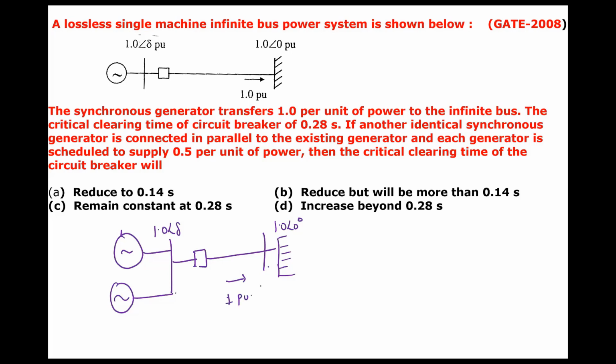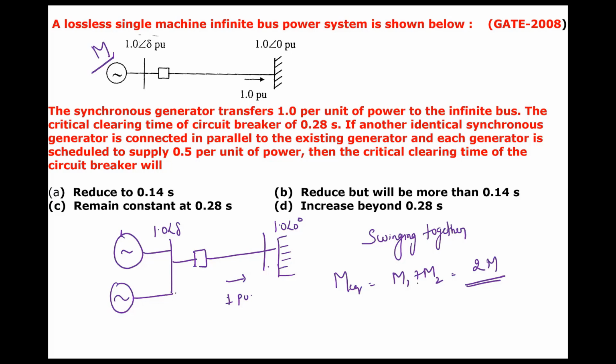So what will happen when two identical machines share the load in proportion to the ratings? Then they are swinging together. When they are swinging together, their equivalent M will become M1 plus M2. Since both are identical, the angular momentum value will double compared to the previous case. In the previous case, the angular momentum of one machine is M. Now it will become 2M.